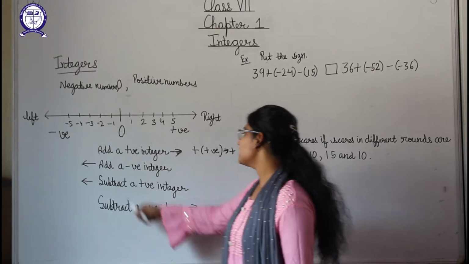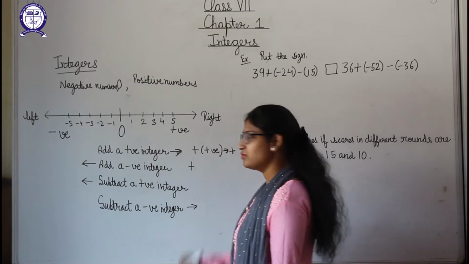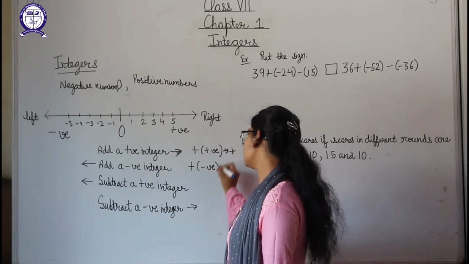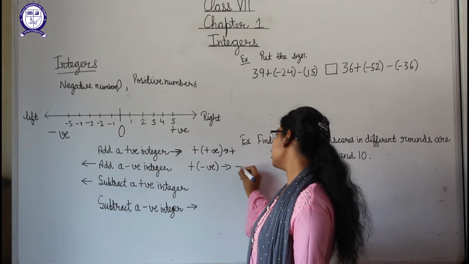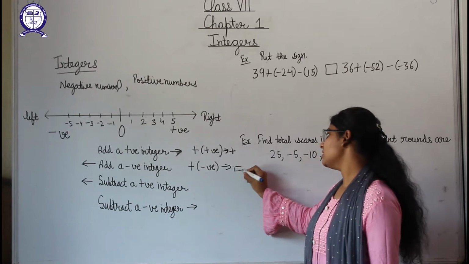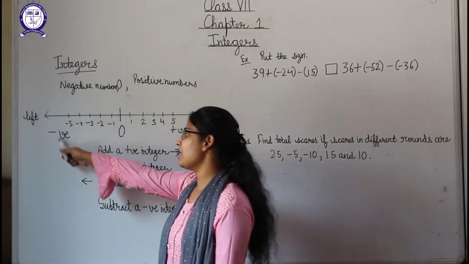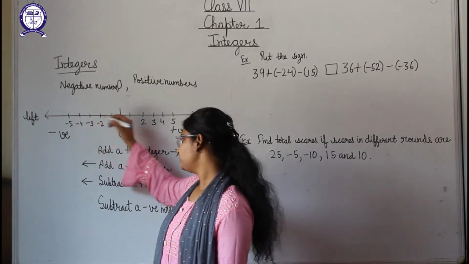Okay, now next is when we have to add a negative integer. Add means plus sign, and the integer is negative. So students, in this case plus minus gives us minus. The answer we are getting has a negative sign, and negative is towards the left, so we will move towards the left side.